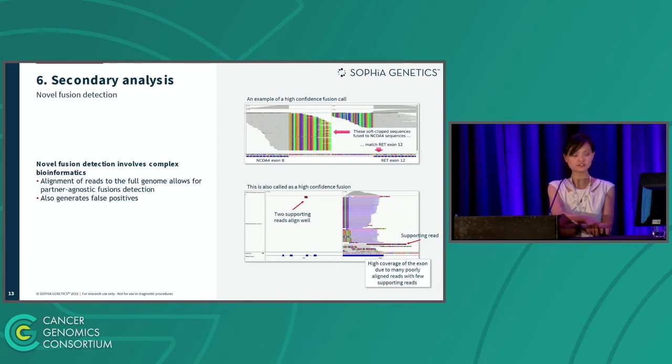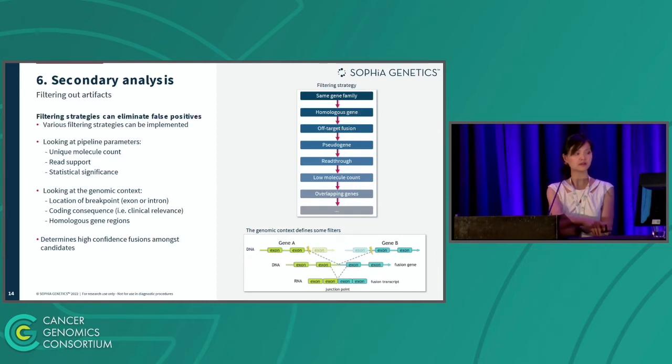Interestingly, the IGV screenshot on the bottom would actually initially also be called a high confidence fusion. So in one region of the genome, you see two supporting reads that align well, and then in another corresponding place in the genome, you see high coverage. However, this high coverage is actually due to many poorly aligned reads with few supporting reads, actually just one. And so the challenge with secondary analysis and novel fusion detection is how do you differentiate real signal, real fusion events from the noise? And so a number of filtering strategies needs to be implemented in the pipeline of choice.